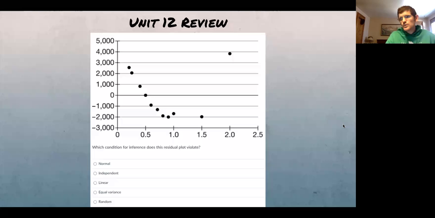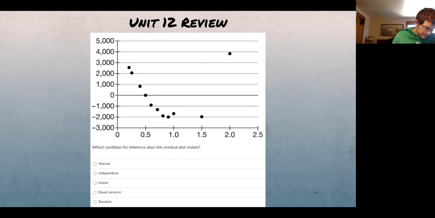This is one that was not seen by most people on the test. And this is the residual plot for a specific scatter plot. And what is violated as far as your conditions for inference? What is being violated right here?